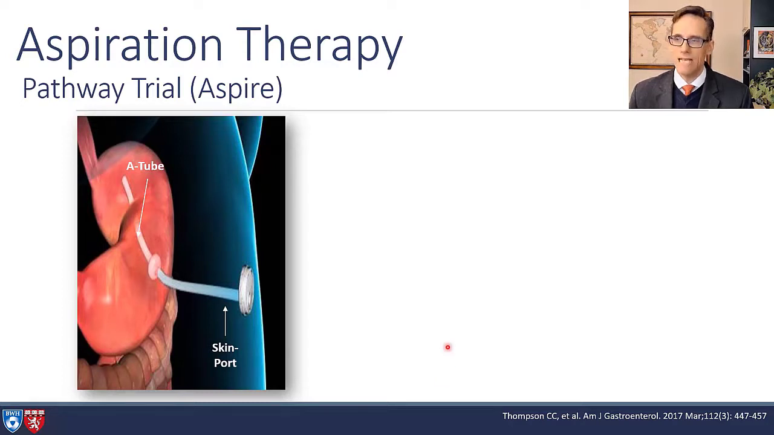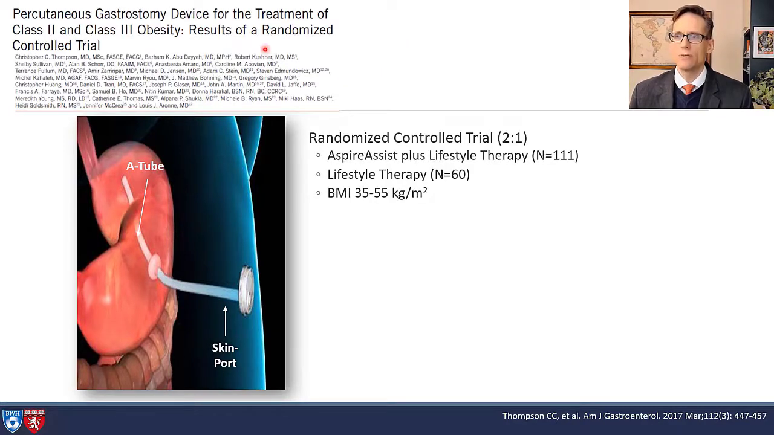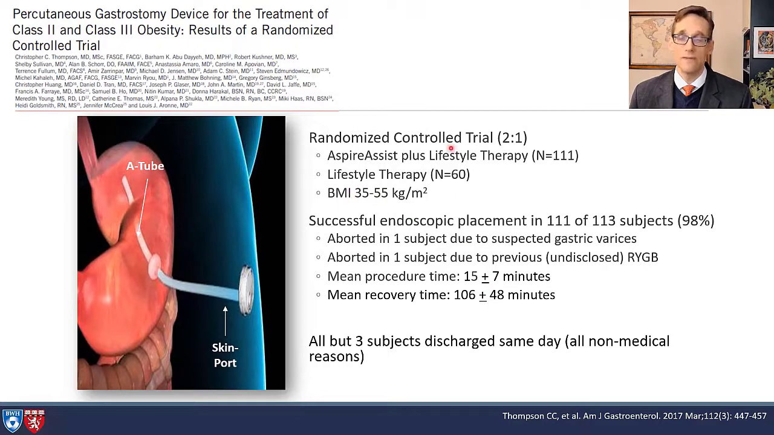Moving on to aspiration therapy. So this is what looks like a PEG tube and a long fenestrated drain that runs up into the fundus, and a half hour after eating, someone will lavage the remaining food out of their stomach. So this is a randomized controlled trial and 2-to-1 randomization again, comparing aspiration therapy with lifestyle to just lifestyle therapy alone. And the BMIs here come up to 55, so this was meant for people suffering with higher stages of obesity. So this was successfully placed in 111 of the 113 patients, and most patients went home the same day, well tolerated.